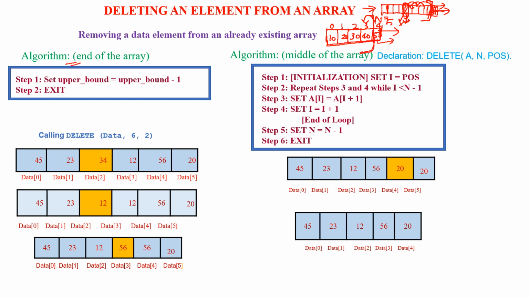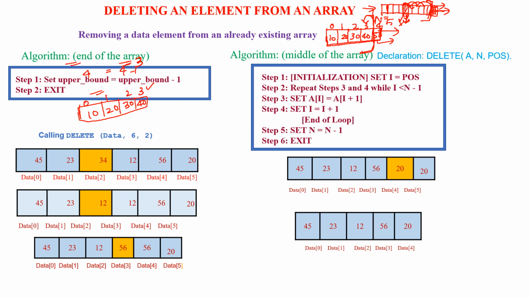We see here the algorithm for removing at the end, deleting at the end of the array. Set the upper bound equal to upper bound minus 1. In this case, what is your upper bound? 4, right? Upper bound is equal to 4 minus 1. So your upper bound now will become 3. Exit. So what will be the output? You will be getting 10, 20, 30 and 40. 0, 1, 2, 3. Now the upper bound will be equal to 3.